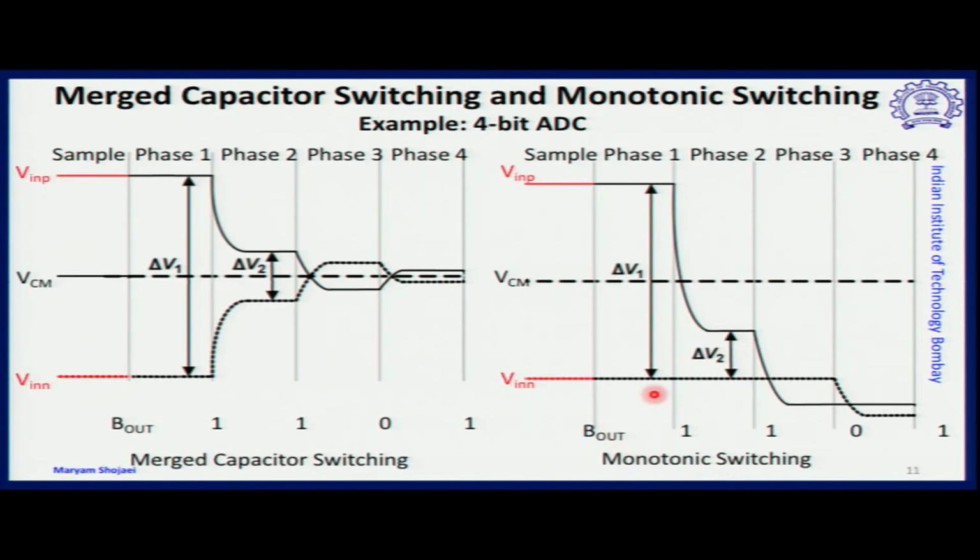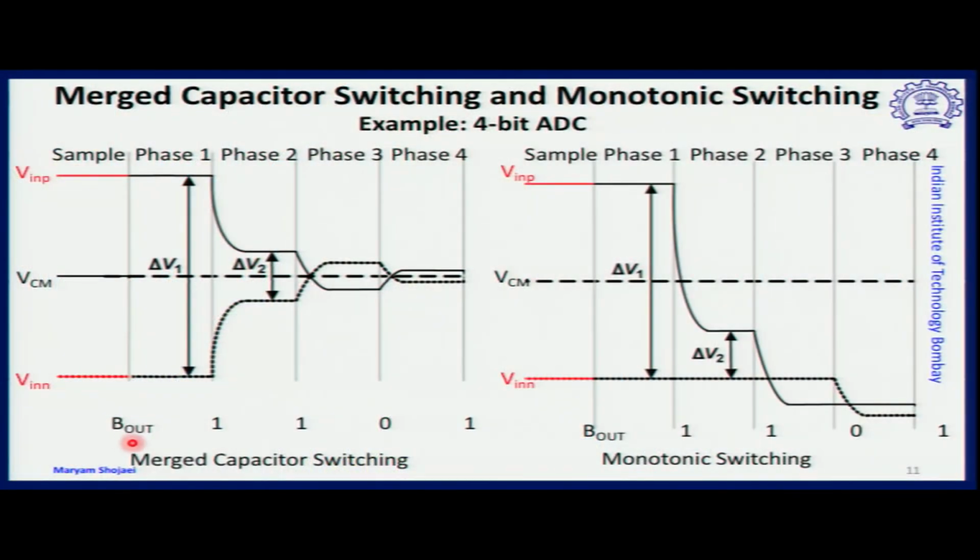So, to have a better visualization of the way switching is happening and the area of search is narrowed down in these two cases, I show you two diagrams of merged capacitor switching and monotonic switching. So, as we discussed, in the merged capacitor switching, we have still double switching. Both sides are switching. But because of the reduced swing for every transition, the energy consumption reduces.